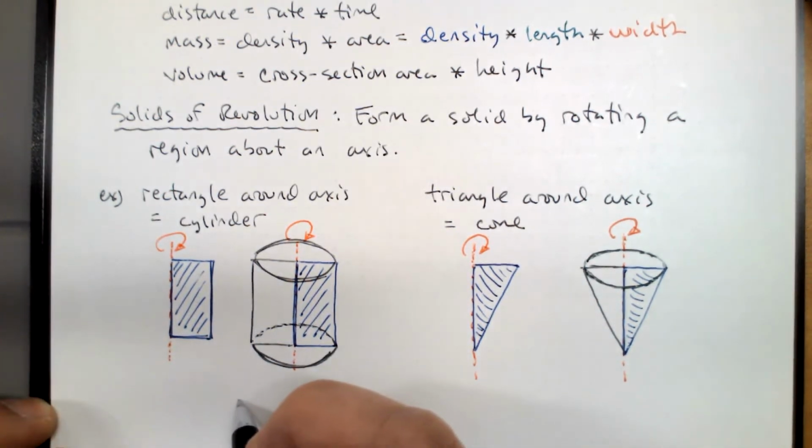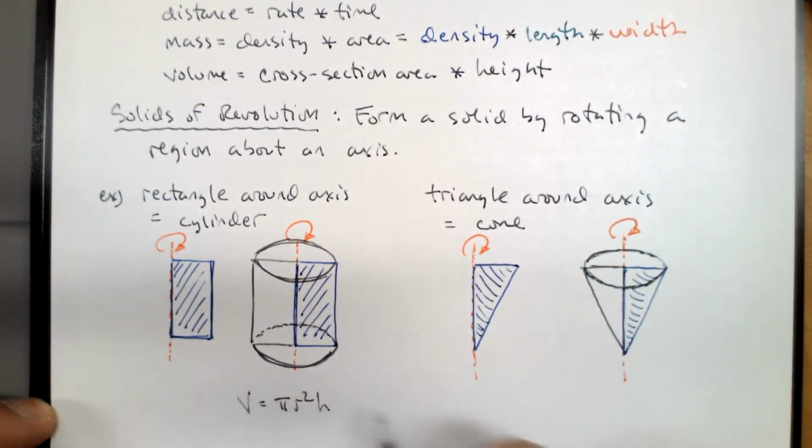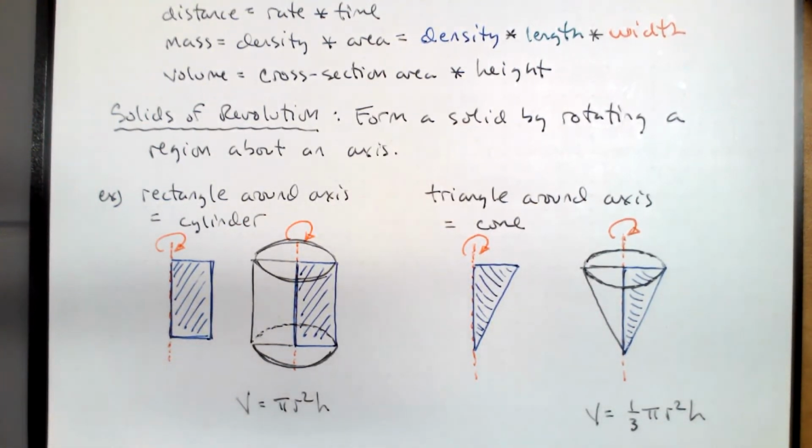The volume of a cylinder is pi r squared times h, and the volume of a cone is 1/3 of the cylinder that it's cut out of. Just like the area of a triangle is half of the area of the rectangle out of which it is cut.